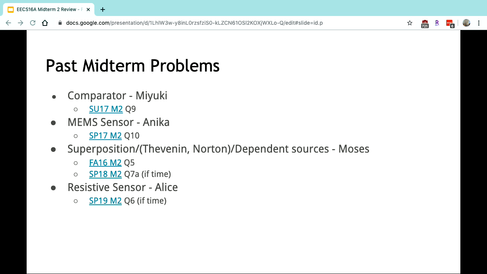So we're going to be doing some past midterm problems now, and I'll be going first with the summer 2017 midterm 2, question 9. It's not the one that was handed out, but you can find it on the website if you scroll down if you want to use it on your phone or tablet. But we'll also have it up here.